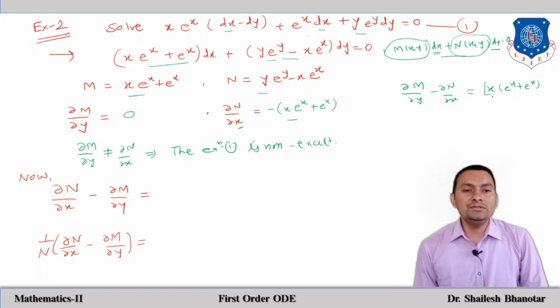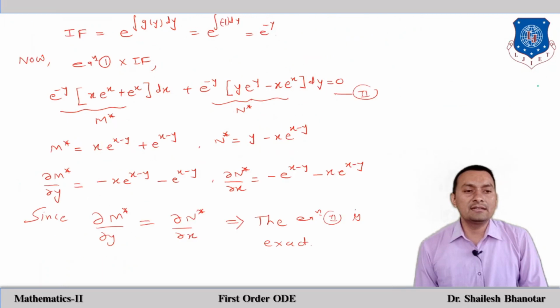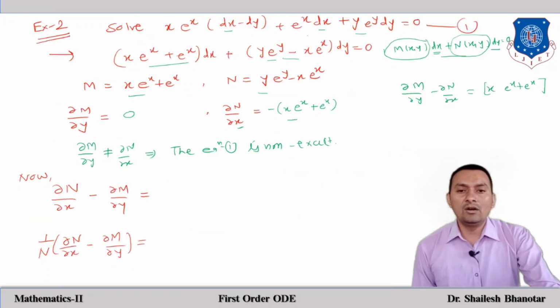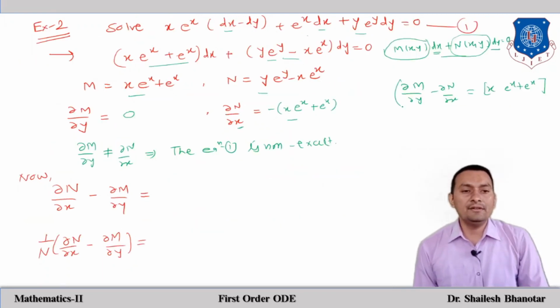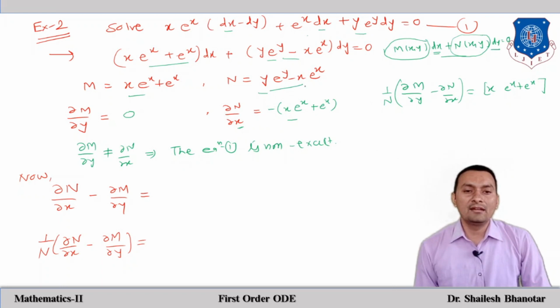But now you can understand with the case that I have already told you: if I start with del m by del y, I have to multiply by 1 by n, and this is our n. If I multiply here, it is not going to be only a one variable function, that you can verify. So instead of that, what I will do is minus 1 by m. So minus 1 by m.